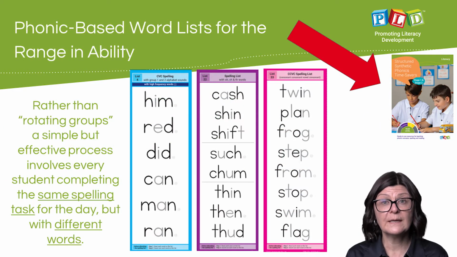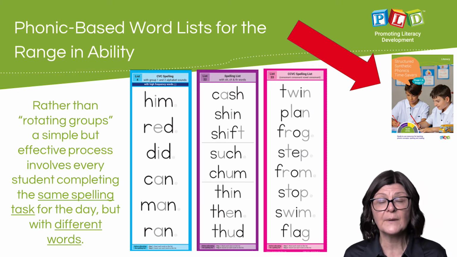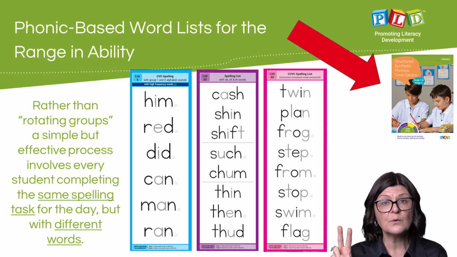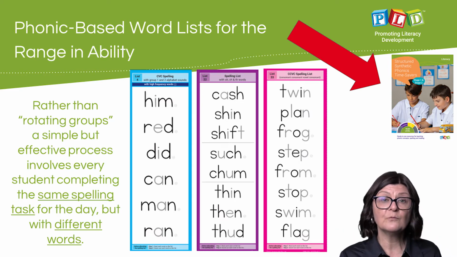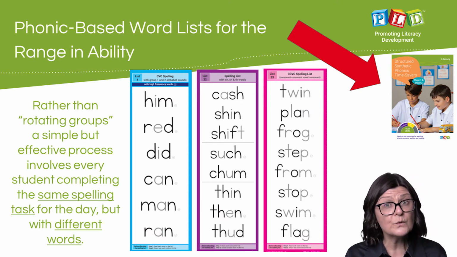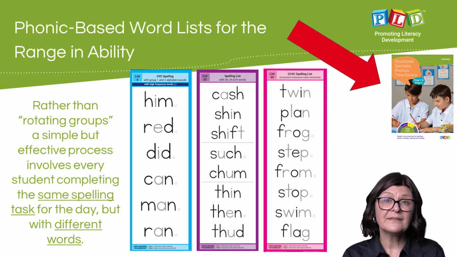In the example here, drawn from Time Savers, there are 3 ability levels that have been identified from those placement tests. There are a group of students that are on a CVC list, there's a group of students that are learning digraphs, shirt, churt, thir, and there's a group of students with double consonant cluster words at the beginning of words. Now, rather than rotating groups, PLD's recommendation is all the students are completing the same task from the same template, however, that their words differ.